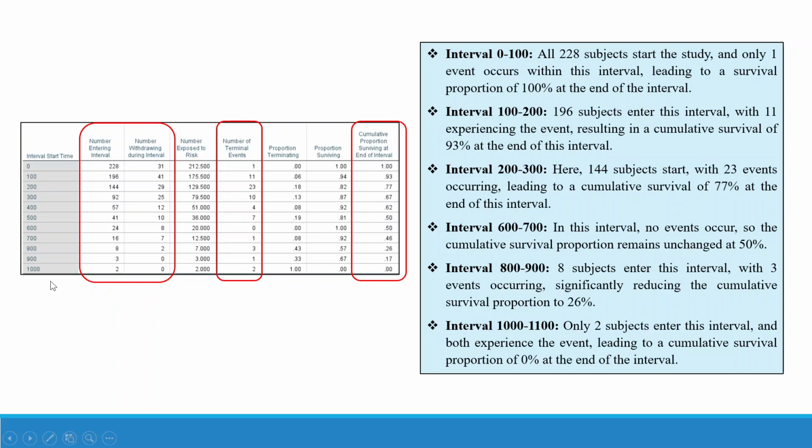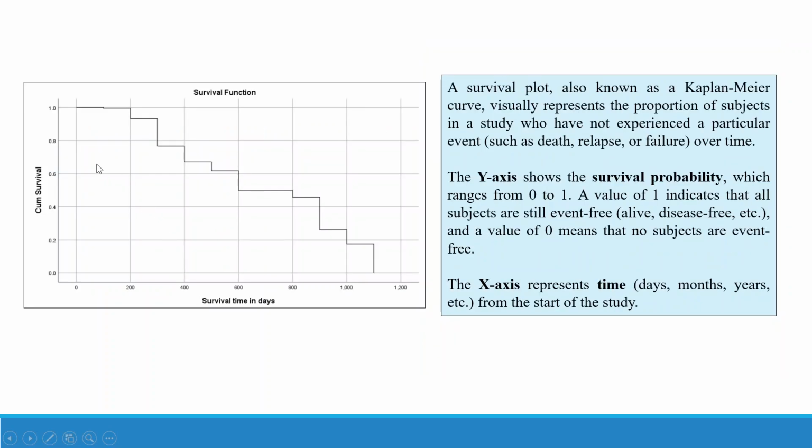Now, any death which occurred beyond the time period of 1100 is known as right censored. If any dropouts took place between 0 to 1100, that is also known as right censored. But if the death of the patient occurred before our study period, that is left censored. Okay, let's proceed further. This is survival function.